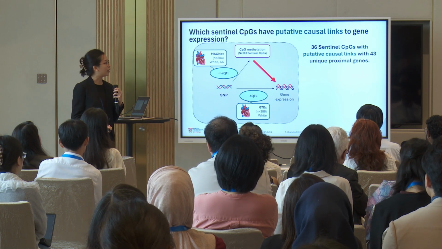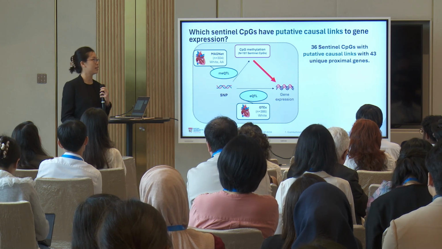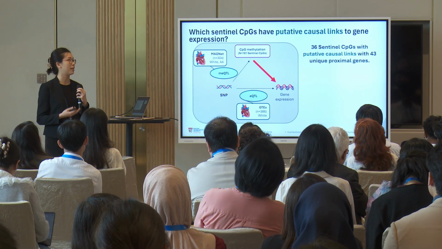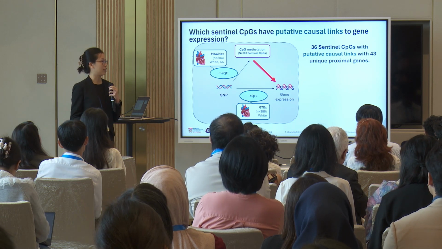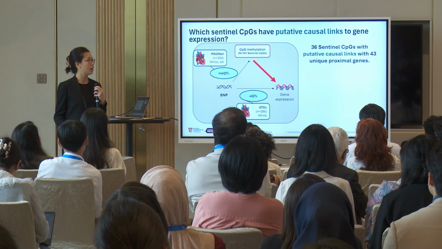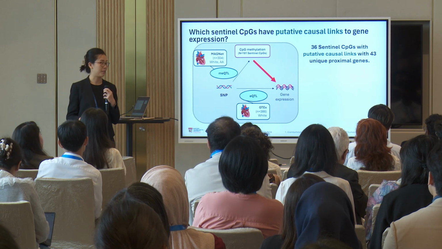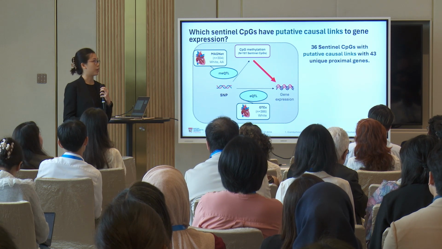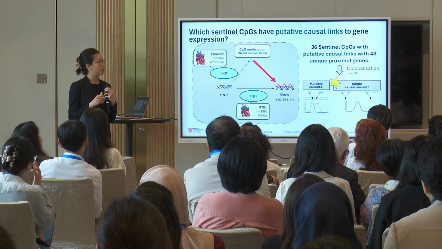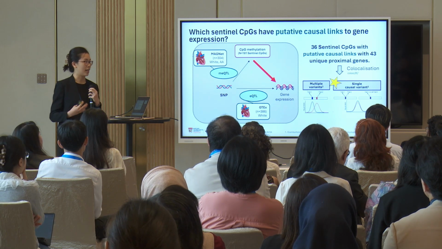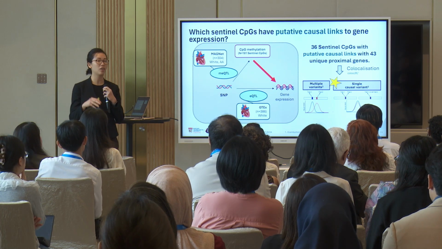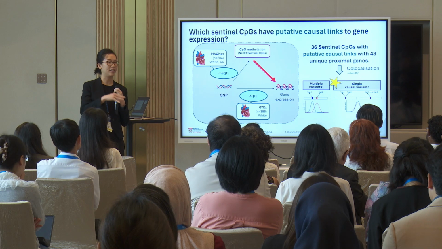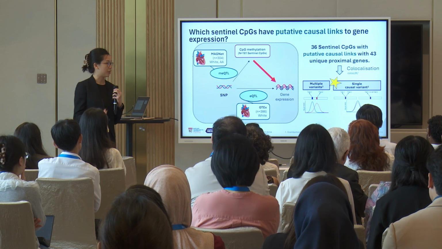And we found this via causal analysis of the relationship between CpG methylation and gene expression. This led us to find 36 sentinel CpGs with possible causal links, which means a significant SMR estimate with 43 unique proximal genes. We also pursued co-localization analysis to provide us with an inkling into whether a single causal variant might be underlying this association.